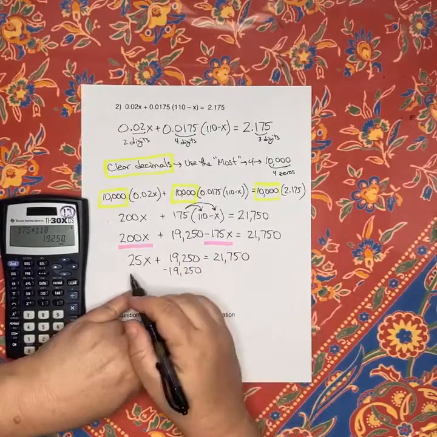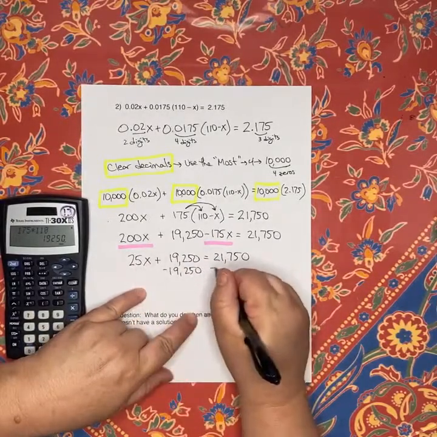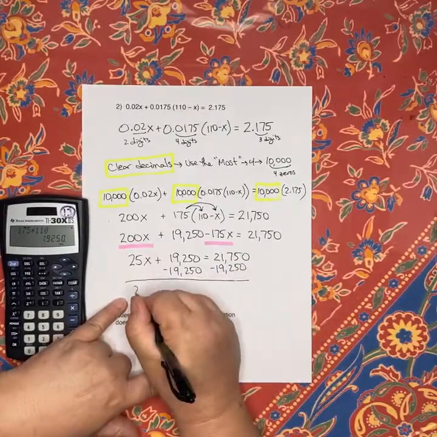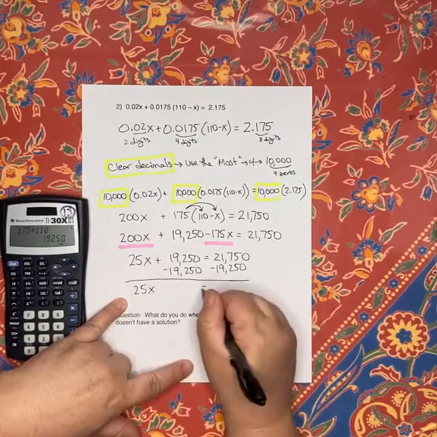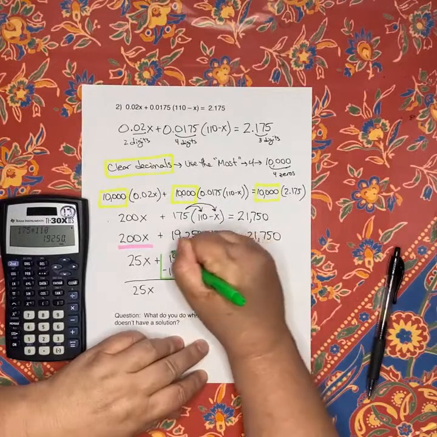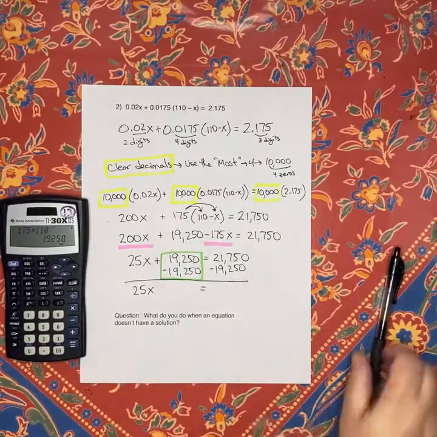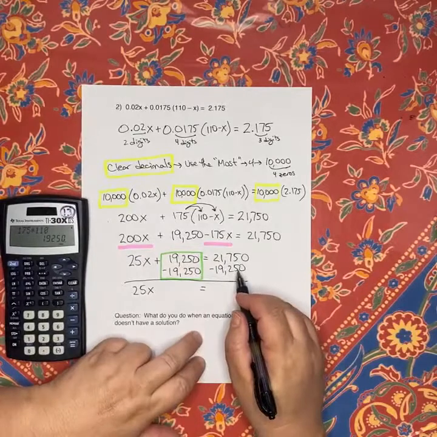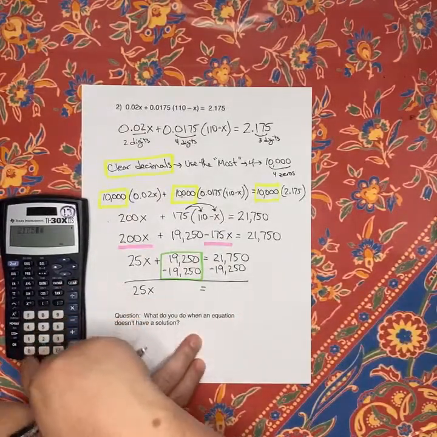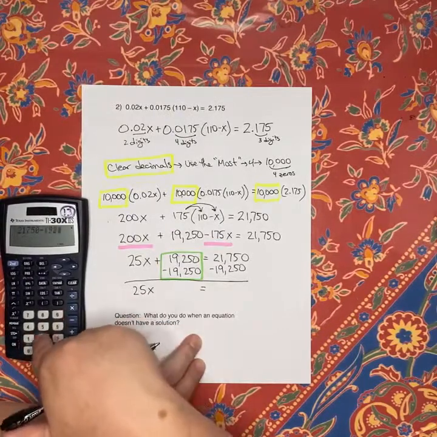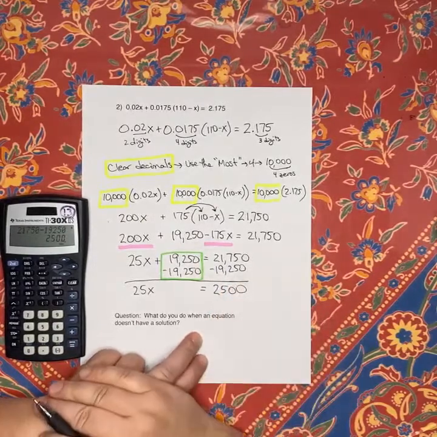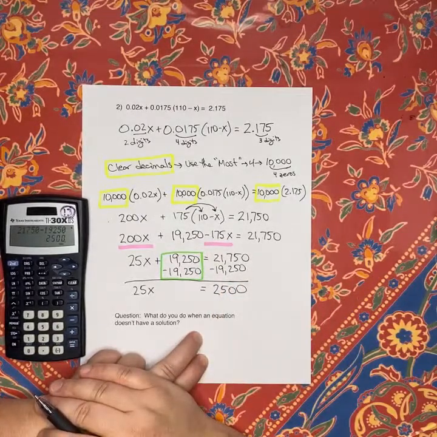Could you divide everything by 25? Sure, you could, but it's going to be a lot more work if you don't do this first. So I get 25x equals, and then these two are lined up, notice. They are lined up and they cancel out. So woohoo. Over here, I think, and again, I'm going to check, 2,500. So we get 2,500 there, 2,500.